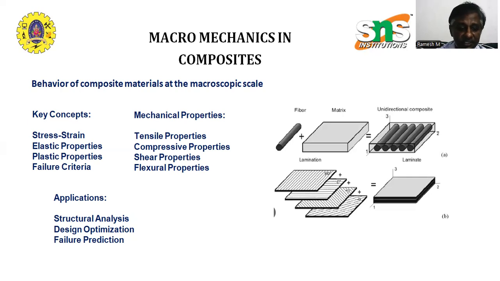Then failure prediction. It utilizes the macromechanics approach to predict the failure of composite structures under various loading conditions, including predicting the failure loads. So at which load the composite material can go to the failure stage, as well as the material can be chosen for particular applications. And identify the failure modes, then optimize the design for failure resistance. Those are things we have to discuss in this class.